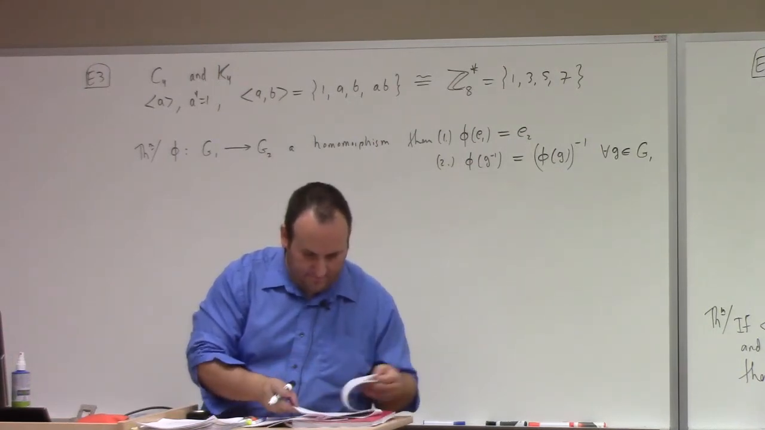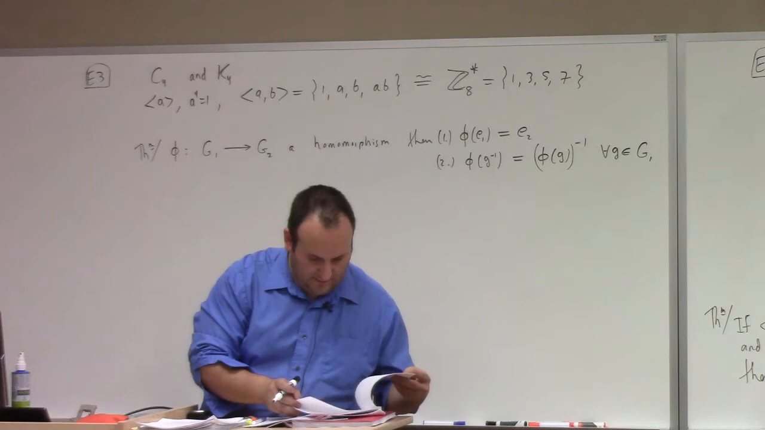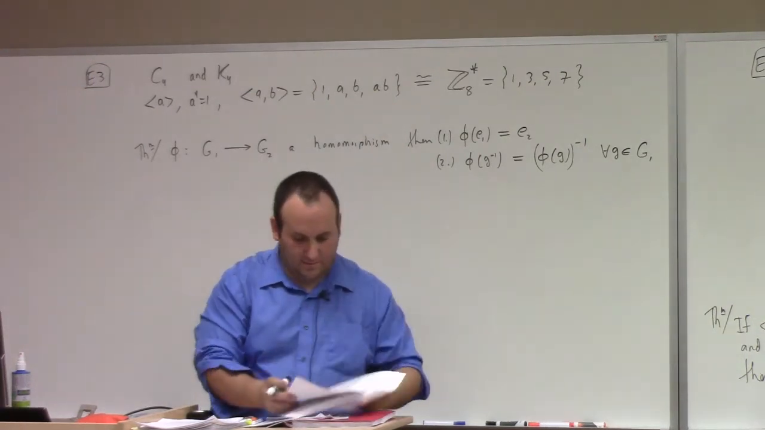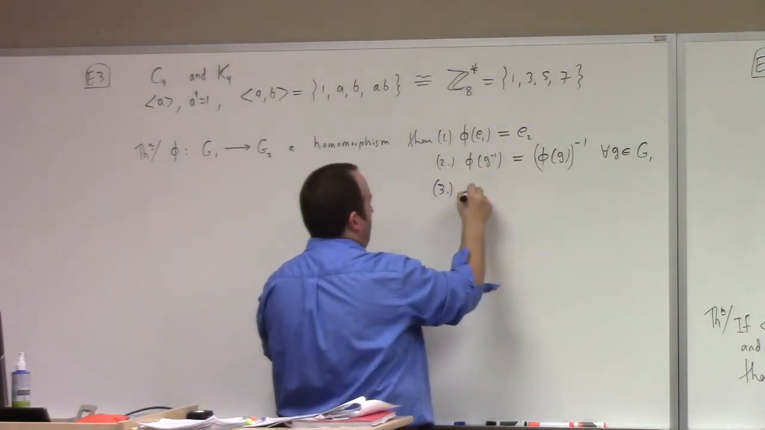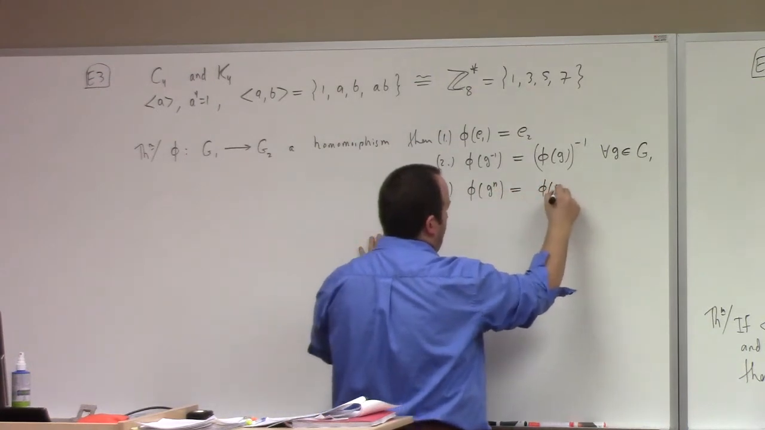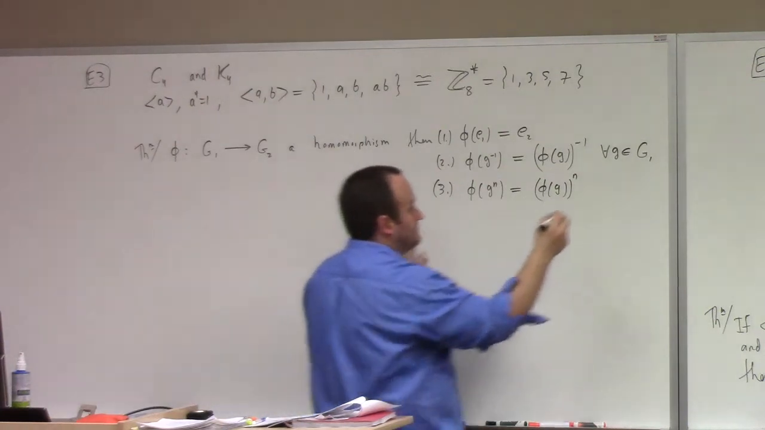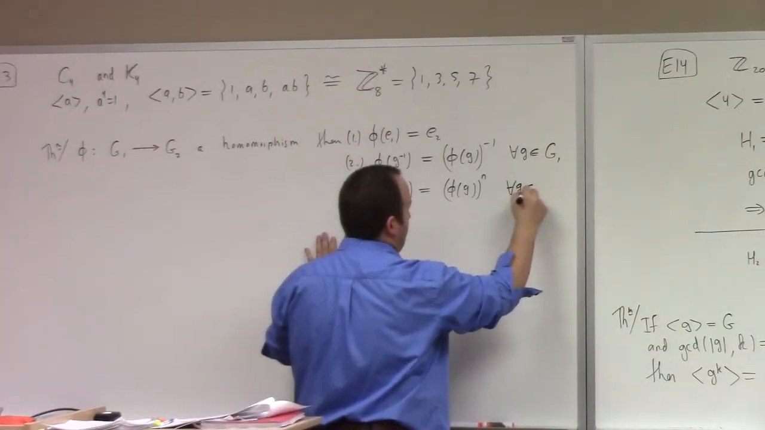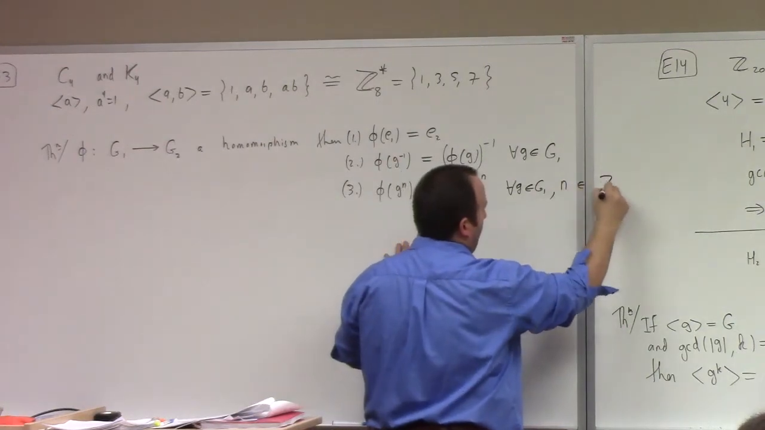Let's see, what else can I tell you? There's a result on, there it is. Furthermore, 3, phi of G to the n is equal to phi of G to the n, for all G in G1 and n in the integers.